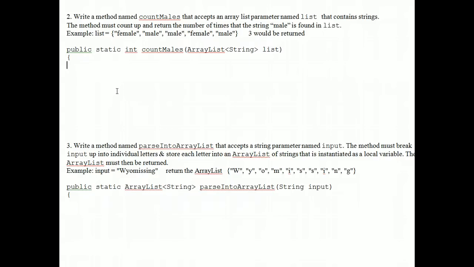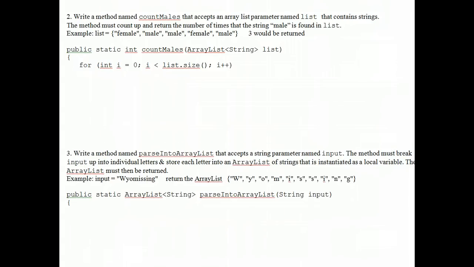Okay, question 2. We need to count the number of strings that are MALE. We need another for loop. And we need to start I at 0, of course. We need I less than list.size. Make sure it's not less than or equal to. And we need I++. Standard for loop for working with arrays or array lists. I probably don't need curly braces.